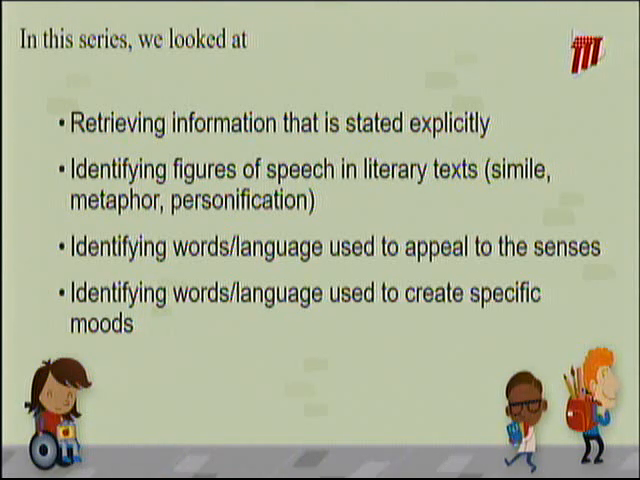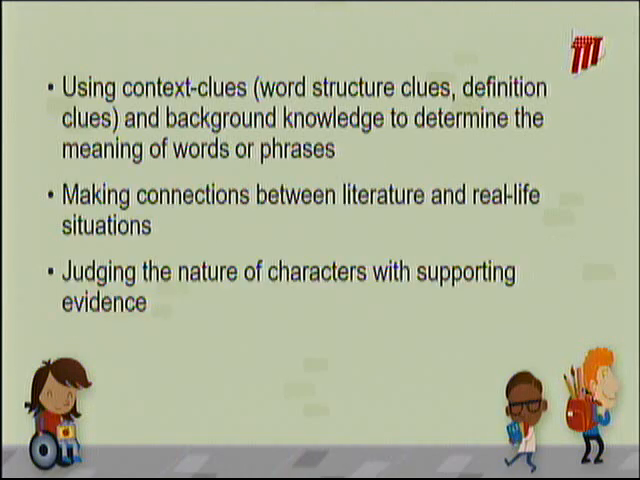We have also looked at identifying words and language used to appeal to the senses, identifying words and language used to create a specific mood. We've also looked at using context clues. These would be word structure clues and definition clues, and background knowledge to determine the meaning of words or phrases. Making connections between literature and real-life situations. And finally, we looked at judging the nature of characters with supporting evidence.